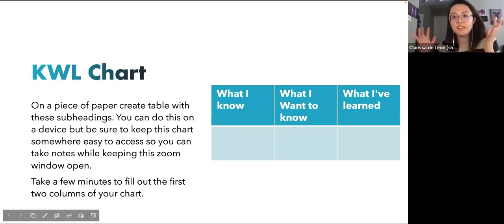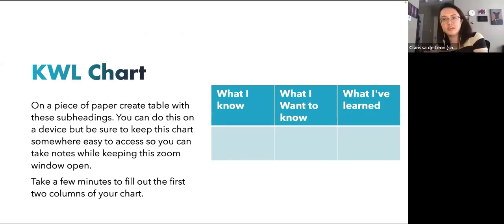So now we're getting to that KWL chart that I mentioned during the roadmap. On the piece of paper that you grabbed, I want you to make a chart. If you don't have a piece of paper, you can also do this on your device, but make sure that it's somewhere where it's easy for you to go in and take notes while also being able to pop into the Zoom presentation. That is because you're using the KWL chart to take notes throughout the session.